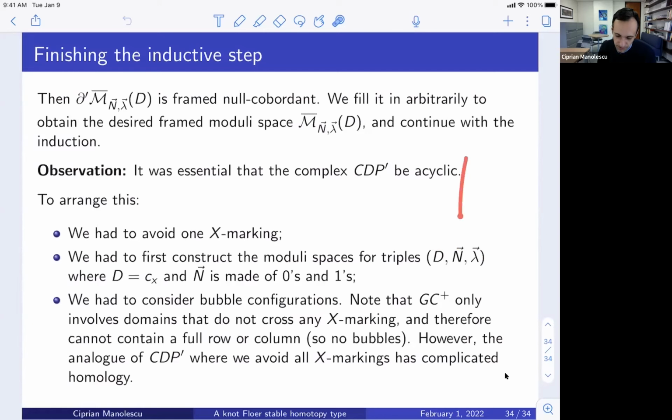So we are only able to do this argument when we consider all the domains away from some X, all the domains on the grid, then we can compute that this is acyclic. And that's why we have to talk about bubbles and do this stratification and all that. But once you do the induction with all the domains on the grid except for one X, then you have an acyclic complex and you can prove that you can construct these spaces inductively. Yeah, all right. And that's the construction. So I'll stop here.